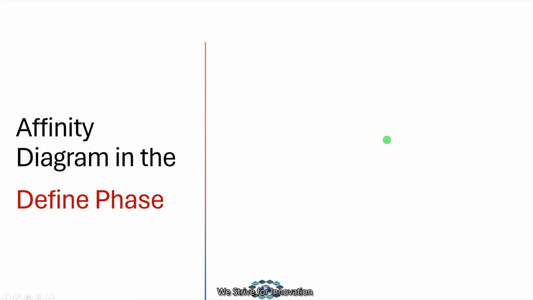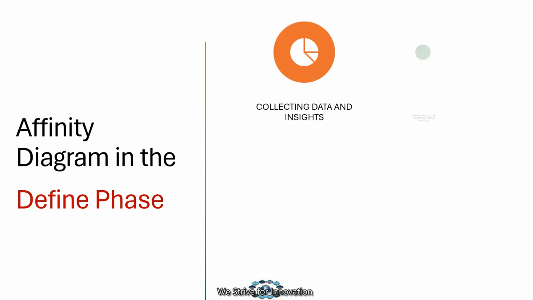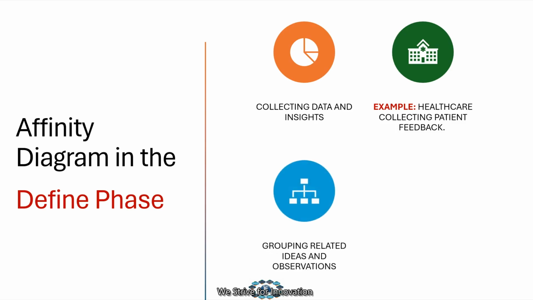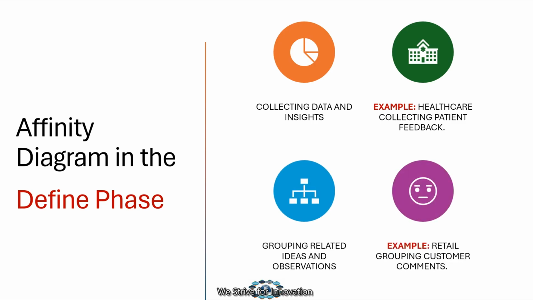Now, let's see how we can apply affinity diagram in each of those phases, and how we can use it. First, we will be collecting data and insight. An example will be in the healthcare setting. The team may collect patient feedback to identify areas for improvement in service delivery. Then you will group related ideas and observations. The team, for example, can group similar feedback that you just gathered together, such as grouping patient comments related to waiting time or staff professionalism.